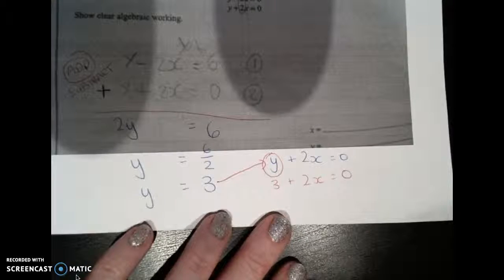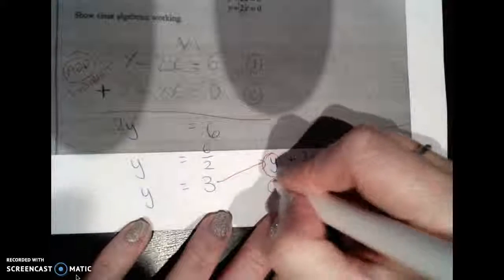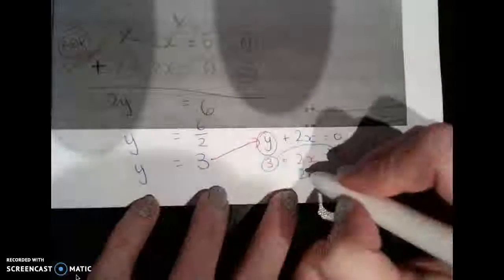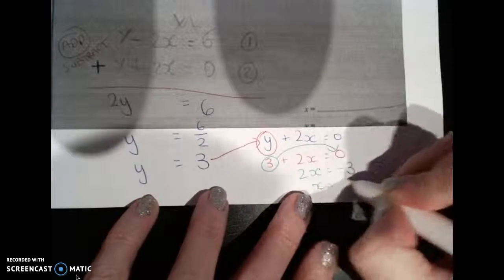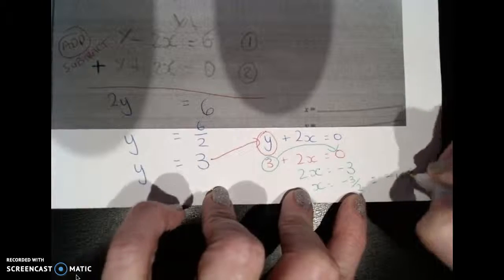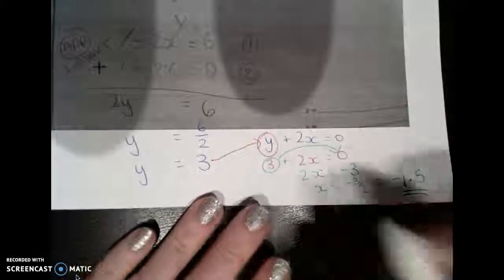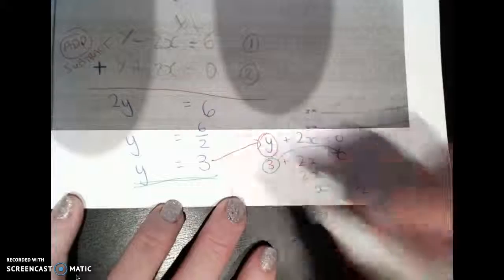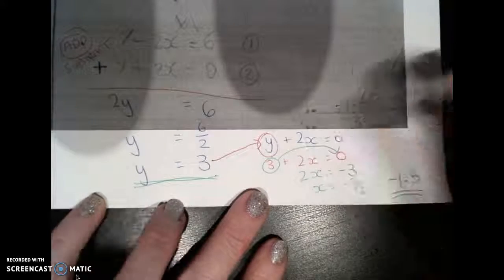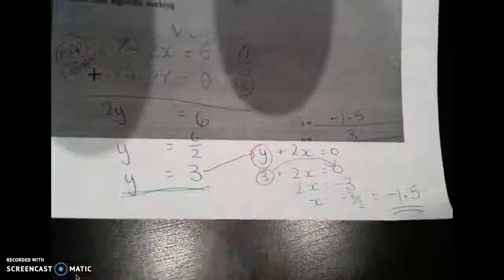And then this is just like solving an equation. If I were to move that 3 to the other side, that becomes a minus 3. 0 minus 3 is minus 3. Move that 2 to the other side, and I get minus 3 divided by 2, which, if you check it, is minus 1.5. So those are your two answers. y equals 3, x equals minus 1.5. And you just write those in the slot on the exam paper.